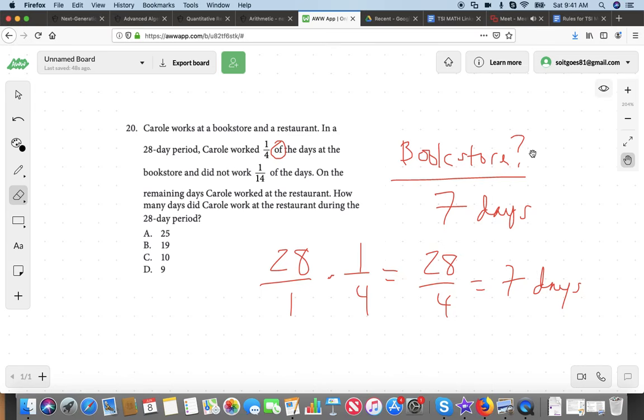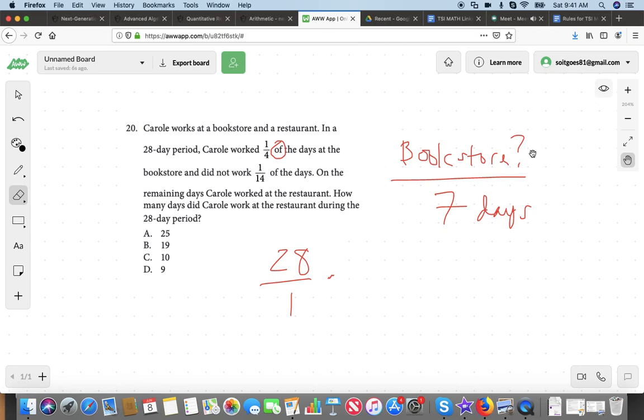Okay, let's keep going. So she worked 1/4 of the days at the bookstore, that's 7 days, and then she didn't work 1/14 of the days. Well, how many days didn't she work? That's the next thing we can solve for. How many days did she not work? 1/14 of the days. Okay, so how do we find 1/14? It's 1/14 of 28 days, right? How do we find 1/14 of 28 days?